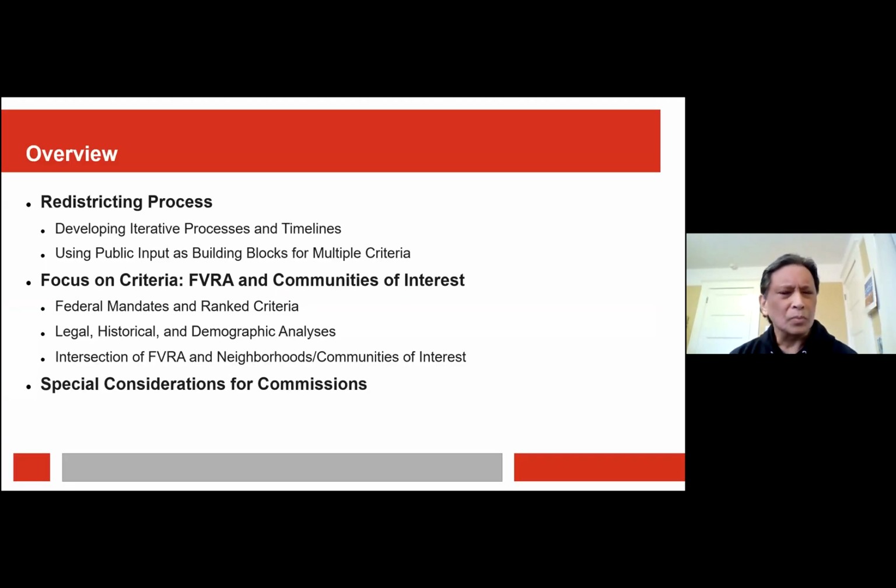So very quickly, just in terms of what I'm going to cover, a little bit about the process. You spent most of the morning actually talking about the various timelines, but I want to focus on how the process is integrated with getting information and using that information to apply the criteria and ultimately draw the drafts and the final maps. I want to spend a little more time on the federal VRA and then communities of interest as particular criteria. And then I'll spend just a few moments talking about some considerations related to commissions for those of you who are working with commissions, or as Jonathan mentioned, if you're considering commissions, you have to get that started right away because of the timelines that are involved.